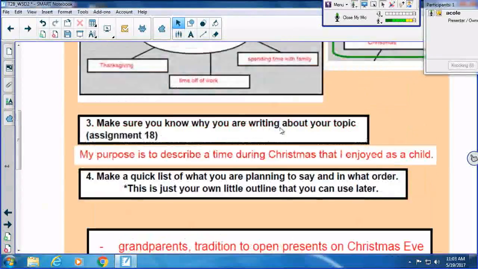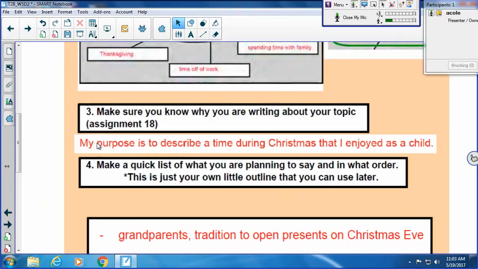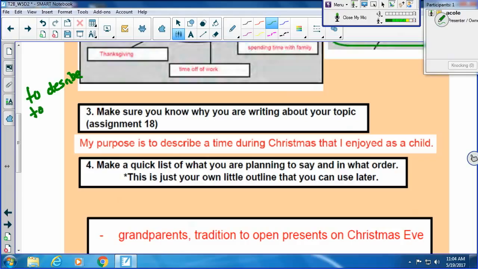Now, assignment 18, the last question, will ask you to explain your purpose. And this is a good example of how you could do that. My purpose is to describe a time during Christmas that I enjoyed as a child, right? So remember, last class we talked about 4 different purposes for writing. One purpose was to describe, right?